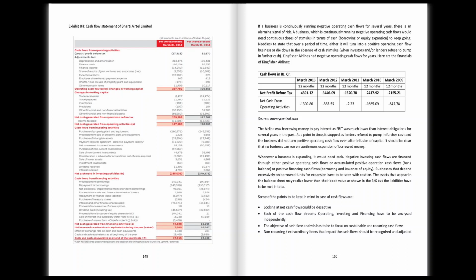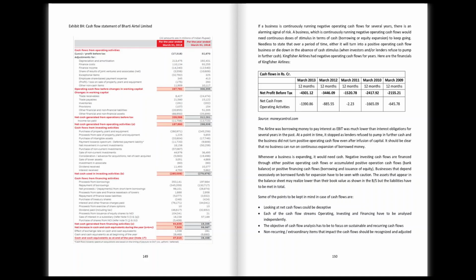Kingfisher Airlines had negative operating cash flows for years. The airline was borrowing money to pay interest as EBIT was much lower than interest obligations for several years in the past. At a point in time, it stopped as lenders refused to pump in further cash, and the business did not turn positive operating cash flow even after infusion of capital. It should be clear that no business can run on continuous expansion of borrowed money.